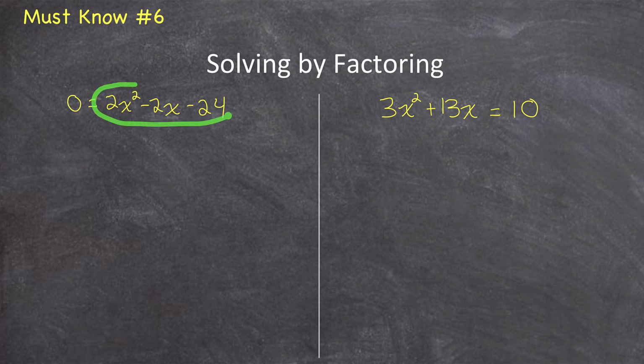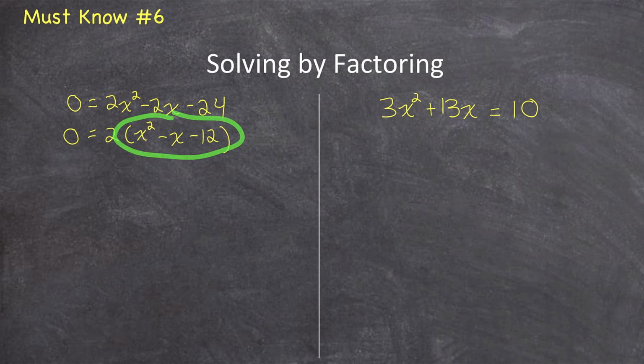Since I want to know when this is equal to 0, I know if it was in factored form, it would be easy to find out what would make that product be 0. So I can get it into factored form first by removing a common factor of 2 from all of the terms. And now looking at the quadratic in brackets, I could factor it by finding numbers that multiply to c and add to b. The numbers that multiply to negative 12 and add to negative 1 are negative 4 and 3. So I could factor that quadratic that's in brackets into x minus 4 times x plus 3.